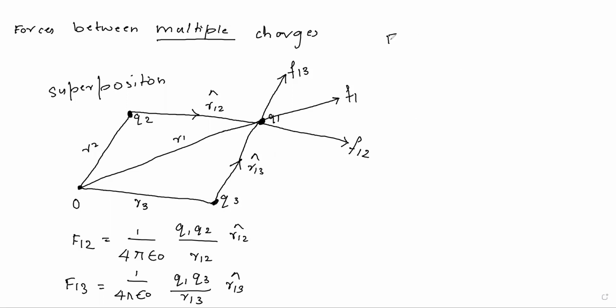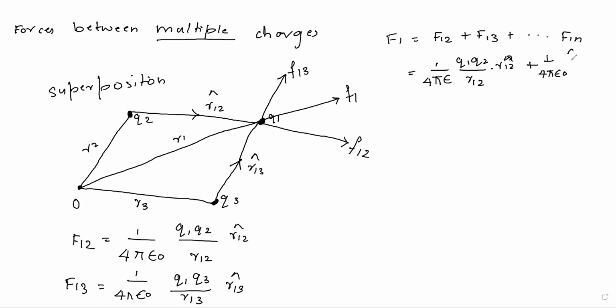So if we consider F1 is equal to F12 plus F13 plus so on till F1n, substitute the value of F12. F12 is nothing but 1 by 4 pi epsilon naught Q1 Q2 by r12 squared into r12 hat, and plus 1 by 4 pi epsilon naught Q1 Q3 by r13 squared into r13 hat.